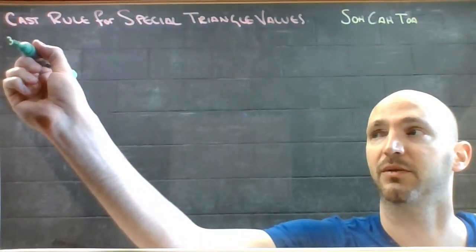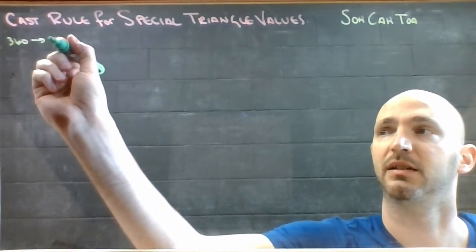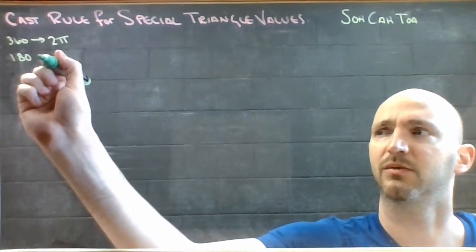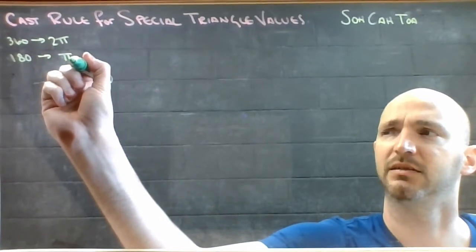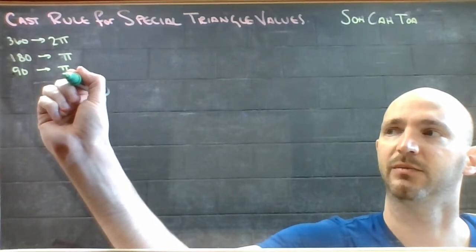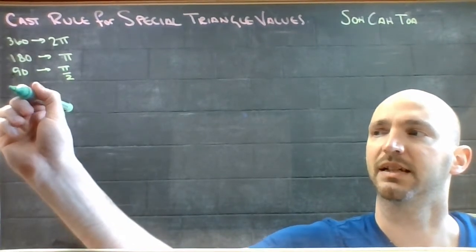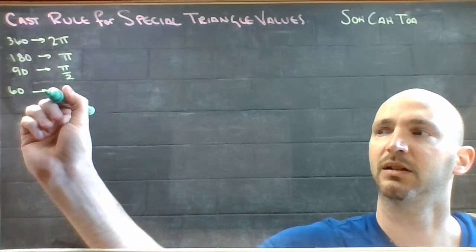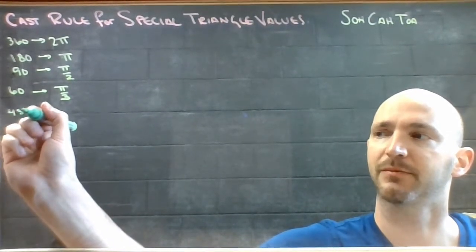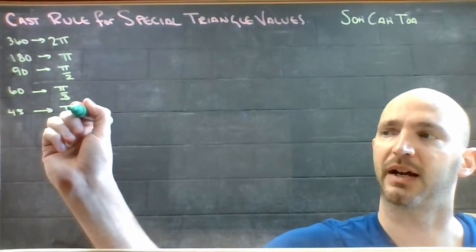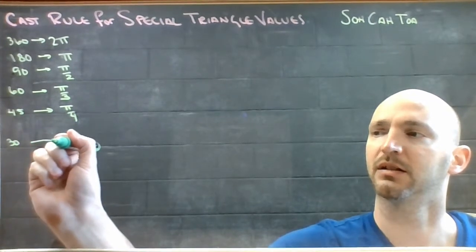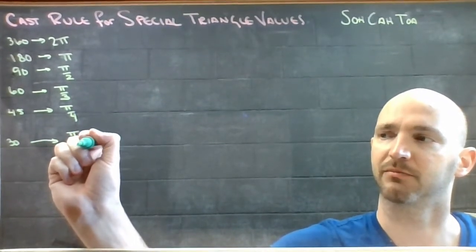The first one, 360 degrees, is 2 pi radians. 180 degrees would be half of that, it's a pi. 90 degrees would be half of that, it's pi over 2. 60 degrees, it's a pi over 3. 45 degrees is a pi over 4. And 30 degrees is a pi over 6.